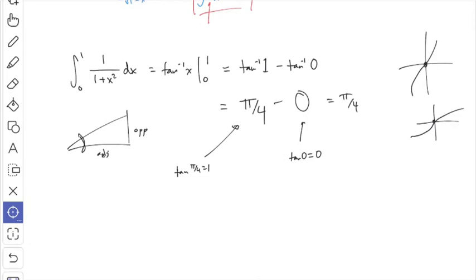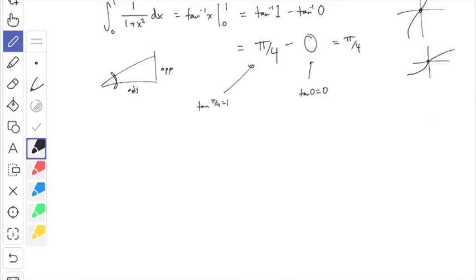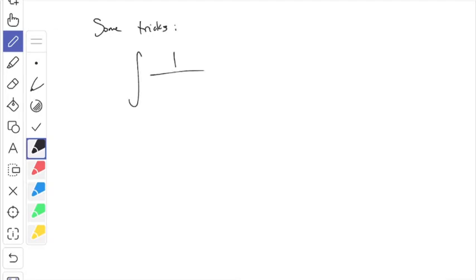Okay, some variations on this. You can actually use this arctan and the arcsine formulas to do some similar ones, but ones which are not quite the same. So some tricks to do other similar looking but not quite the same integrals. How about this? 1 over 1 minus 4x squared.